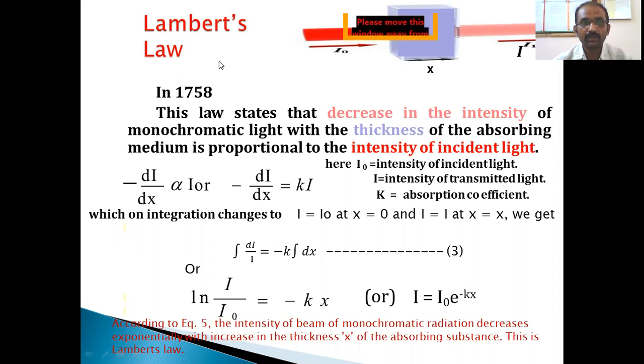First, Lambert's law, which was explained by Lambert in 1758. This law stated that the decrease in the intensity of a monochromatic light with the thickness of the absorbing medium is proportional to the intensity of incident light.